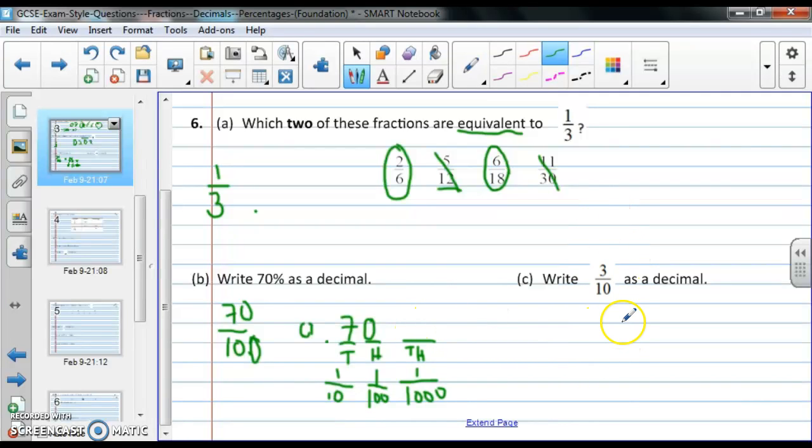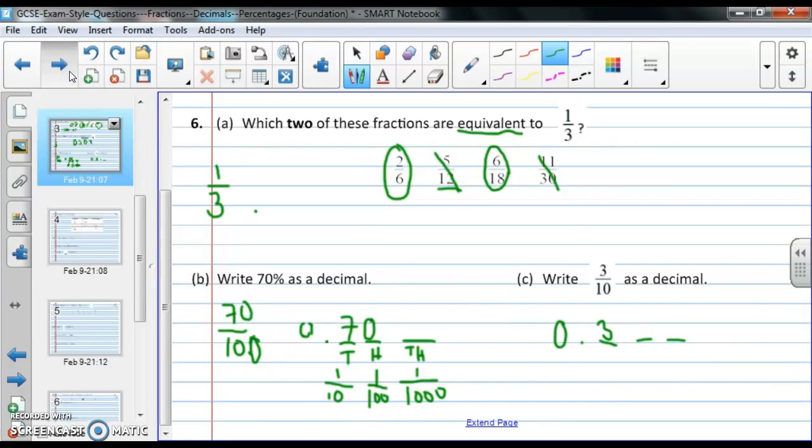For this one, if I'm writing 3/10, think about which place value I need to work with. Remember, your first place value is going to be your tenths, second is hundredths, third is thousandths, so our answer is going to be 0.3.